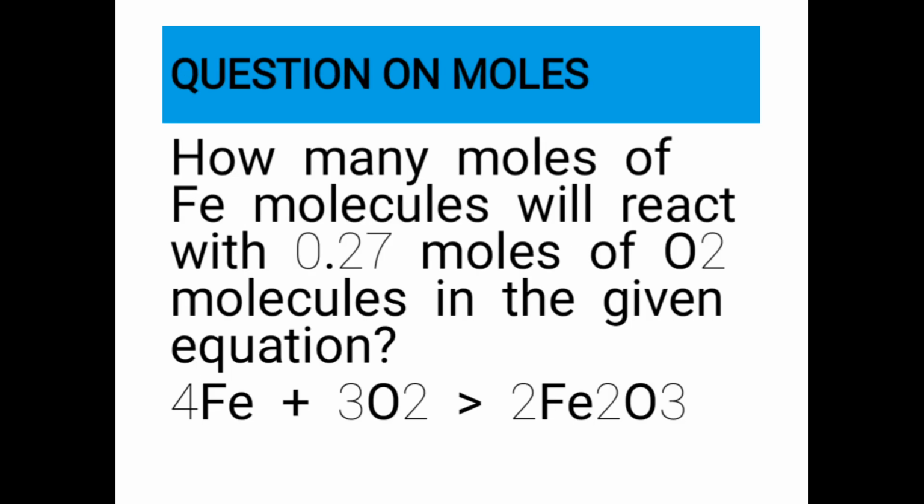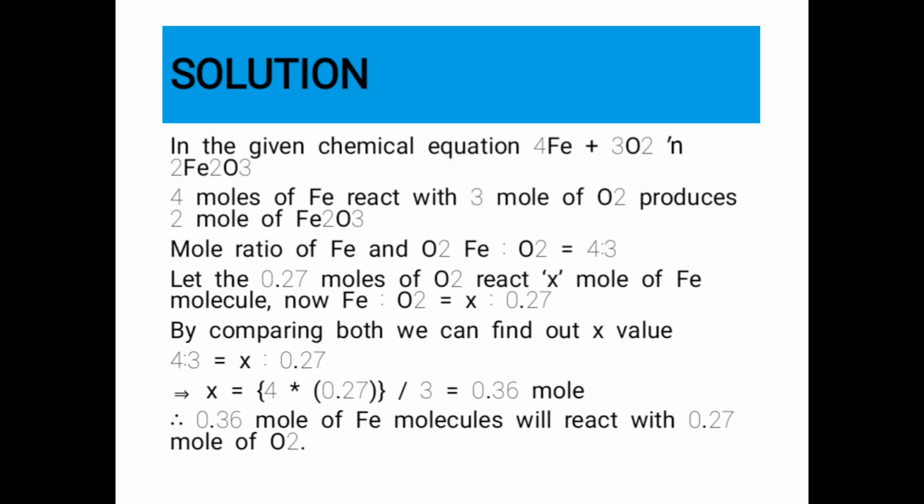Let's look at a question on moles. The question says how many moles of iron molecules will react with 0.27 moles of oxygen molecules in this given equation. This is a stoichiometric question. When you have balanced this equation like this, that's stoichiometrically now 4 moles of iron reacting with 3 moles of oxygen to produce 2 moles of iron(III) oxide. So how do you calculate the moles? You have 4 moles of Fe reacting with 3 moles of O2 to produce 2 moles of Fe2O3. Then the mole ratio of iron and oxygen is 4:3.